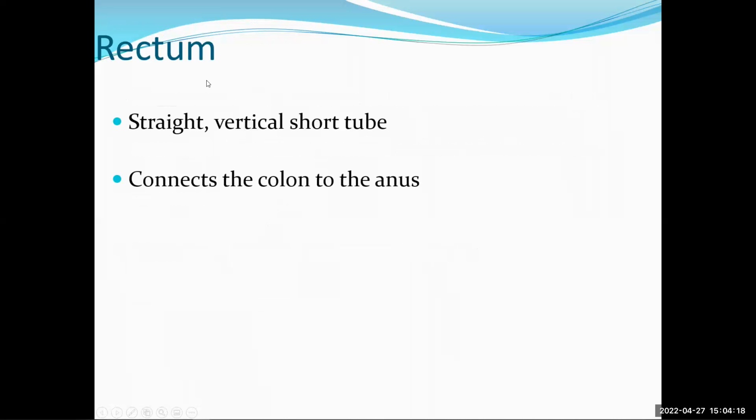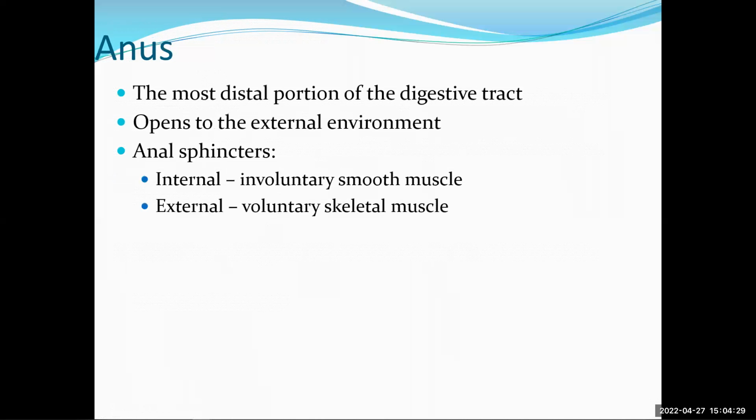The rectum, this is the straight vertical short tube that connects the colon to the anus. So that's, of course, the second to last part of the large intestine. Then, of course, you get to the anus itself. There are two sphincters, the internal and external. The internal is involuntary, but the external is voluntary. This, of course, is important in terms of quote unquote holding it in. But what is interesting is that this is a learned trait in terms of control of the external.